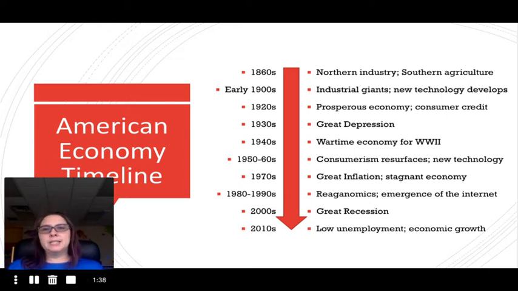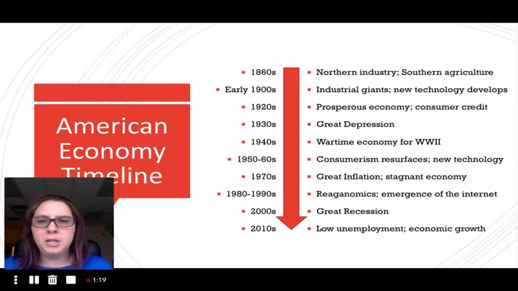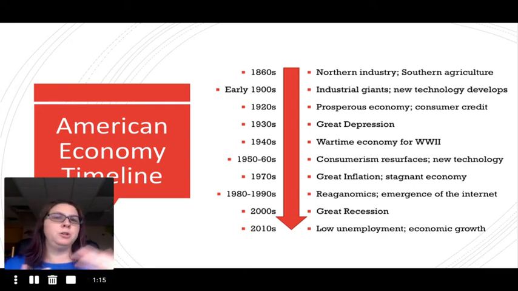All right, and the very last slide that I have here is an American economic timeline. We are studying American history and looking at what has happened in our economy ever since the Civil War. Some high points: before the Civil War started, notice the North had the industry and the South had the agriculture. Notice by the 1920s, which is what we're getting ready to cover, we have a very prosperous economy due to the new technologies that were developed earlier.